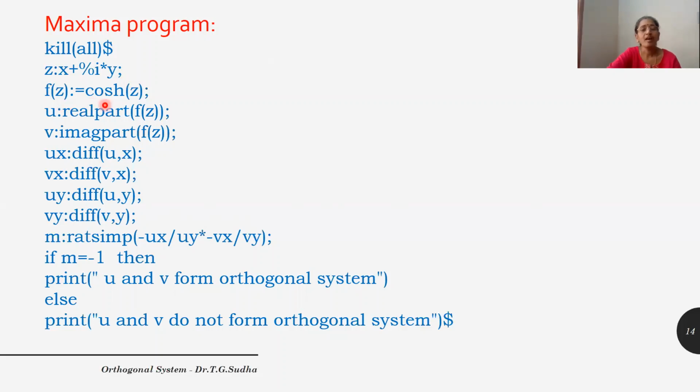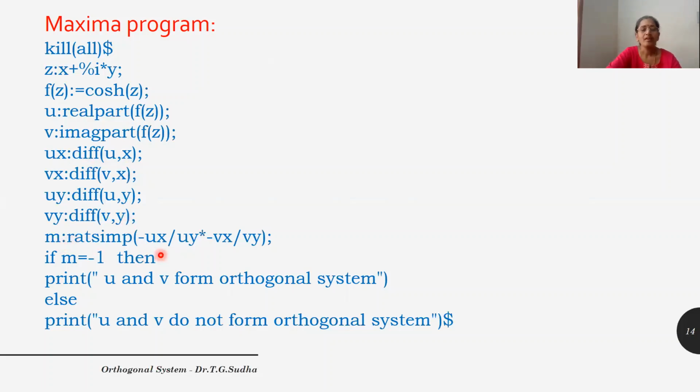So let us take the fourth example wherein f of z was cos hyperbolic z. And we know the command for cos hyperbolic z is cosh of z. Once again, realpart of f of z and imagpart of f of z extract the real part and the imaginary part of f of z, and these two are computational commands and not simplification commands. And for obtaining the partial derivatives of u and v with respect to x and y, here we use the diff command. So diff of u comma x returns the derivative of u with respect to x, and similarly the other three.